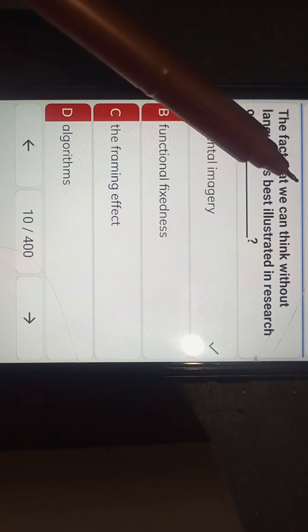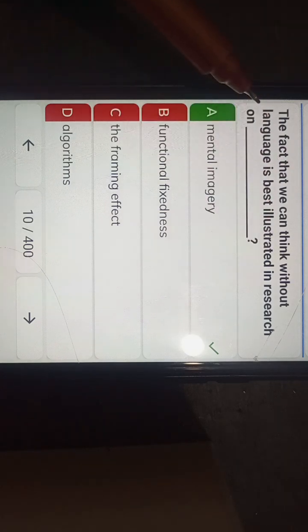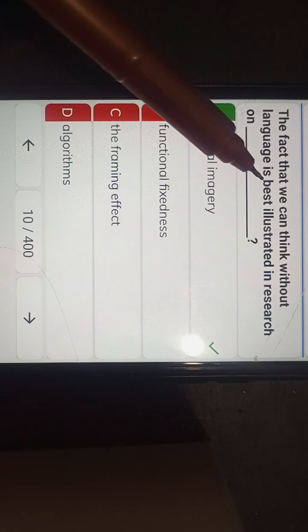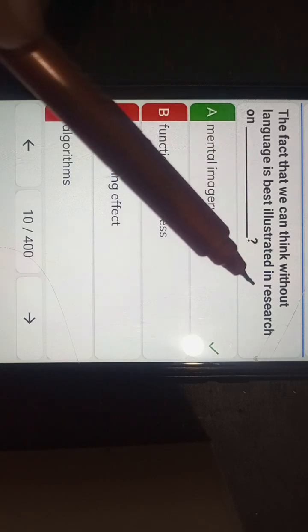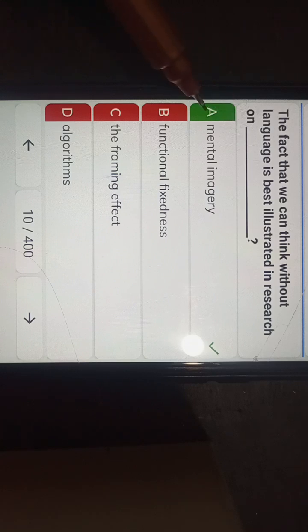The fact that we can think without language is best illustrated in research on answer A, B, C, D. The answer is A, mental imagery.